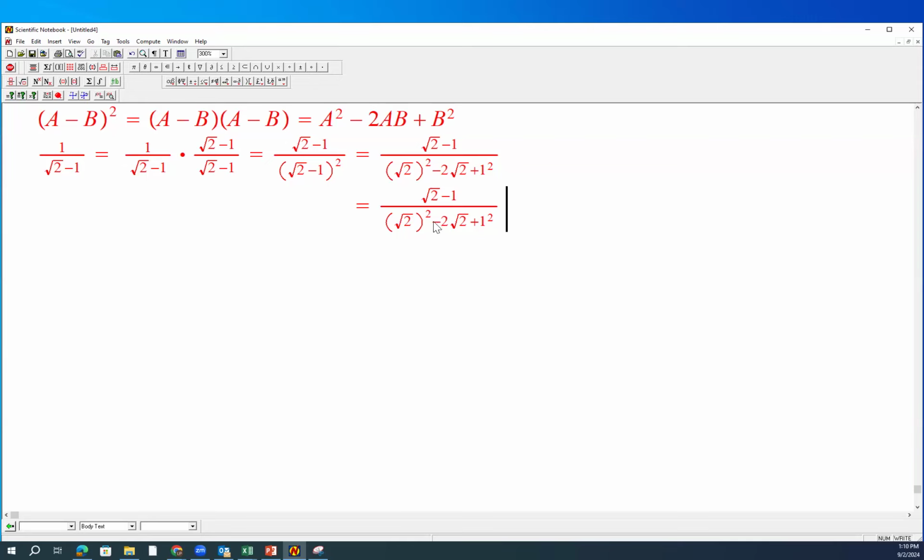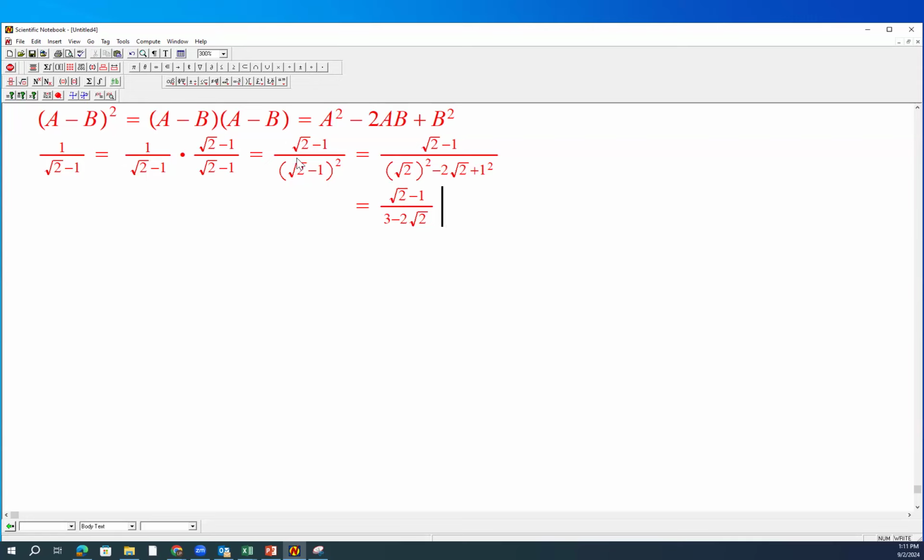Okay, the student keeps going. So this makes 2, and that makes 1. And the 1 plus, oh, sorry, this is 2. 2 plus 1, that's 3. The student ended up here. It's still not rationalized, but he gets every step correct.